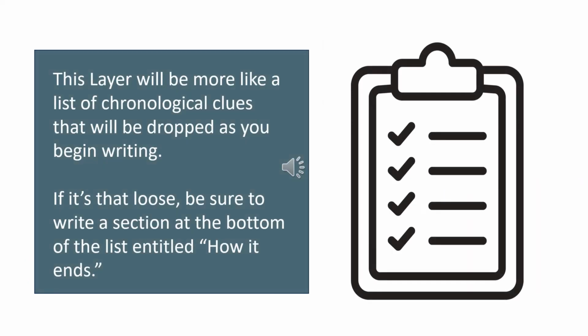Let's review. You've chosen your victim, the culprit, and how the crime or mystery begins. You have a list of suspects that you can throw shade on as you write. You have a red herring, or you're open to one occurring as you begin to write. And you have a section at the end of your work entitled How It Ends, or you at least have a destination in mind. So that's it for layer 1.